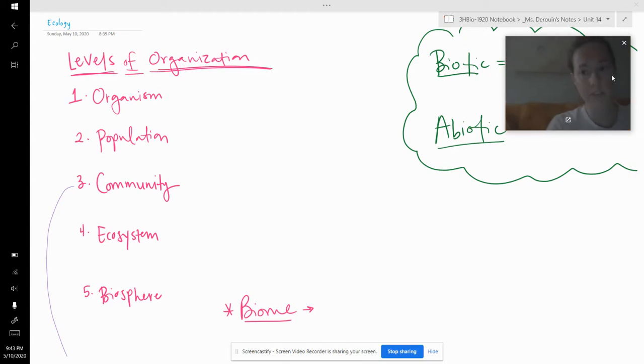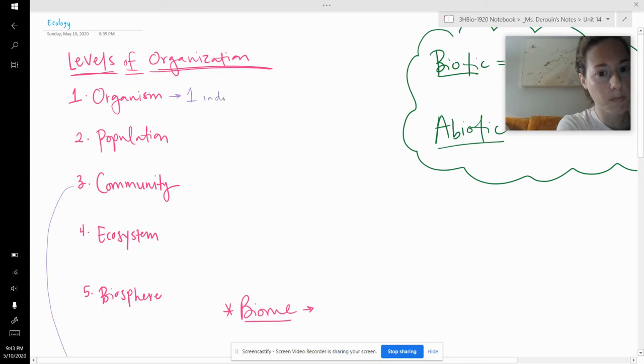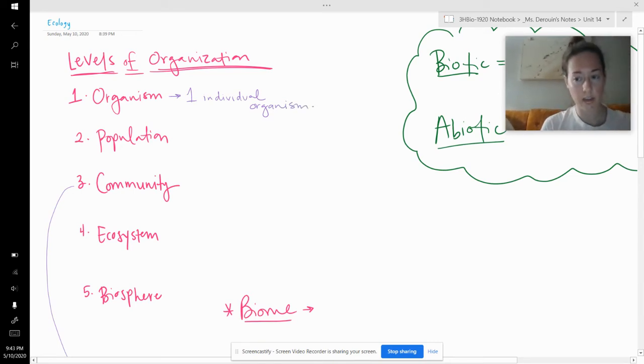All right, so levels of organization in ecology. The smallest is the organism. This is just one individual organism, so not even one species. It's literally like there is one bottlenose dolphin swimming, or just one of that organism. When you have multiple of that species together, that's called the population.